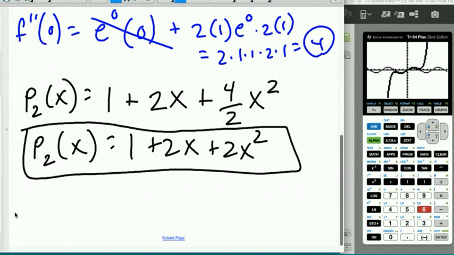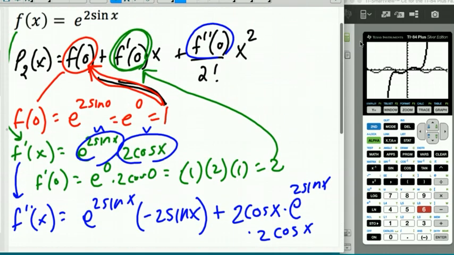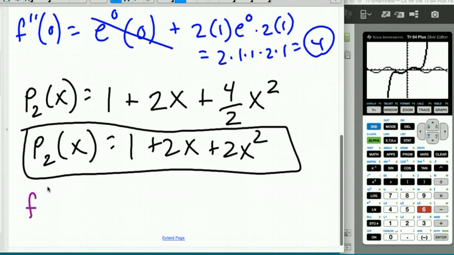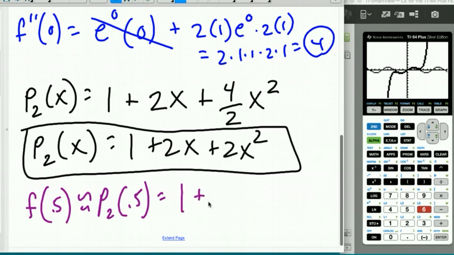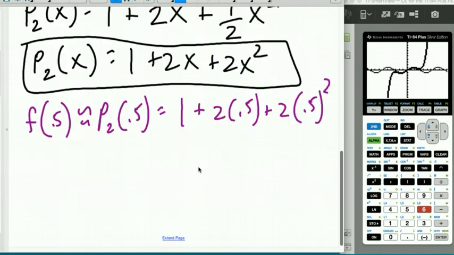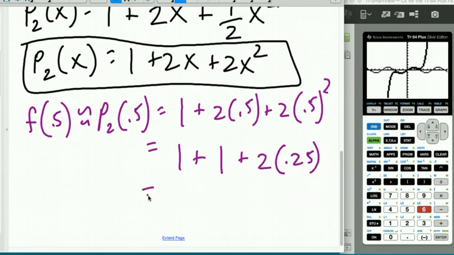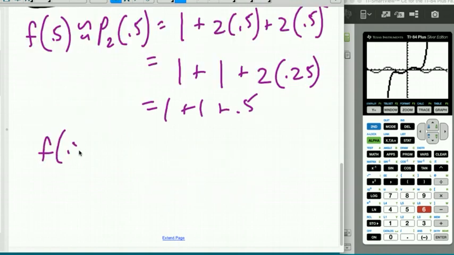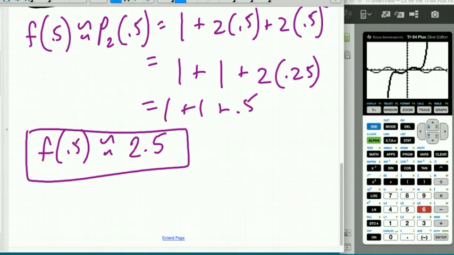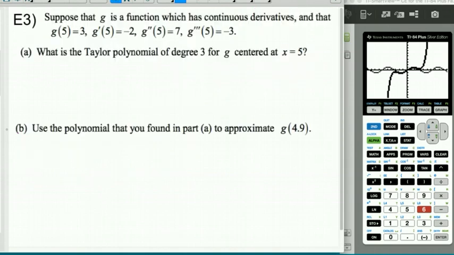We're then going to use that approximation to approximate f of 0.5, I believe. Yep, okay. So f of 0.5 is approximately p sub 2 of 0.5, which is going to be a 1 plus a 2 times a 0.5 plus a 2 times a 0.5 squared. So that's a 1 plus a 1 plus double of a 0.25, because that's what squaring a half gives you, a fourth, right? So I seem to get 1 plus 1 plus 0.5. So f of 0.5 is approximately 2.5. That's all.